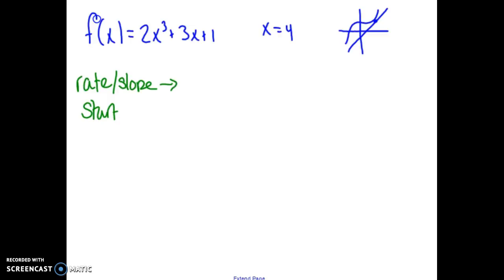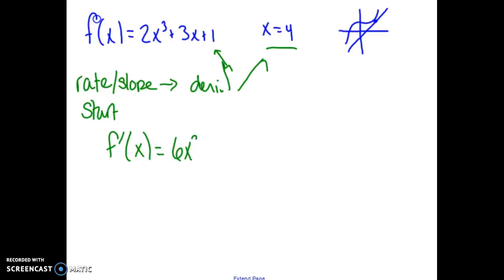Well, the rate of change at this point of this equation is equivalent to the derivative of this function at that point. So the first thing I'm going to do is find the derivative. So the derivative of this function is 6x squared plus 3. 3 times 2 is 6, drop the exponent. 1 times 3 is 3, drop the exponent.